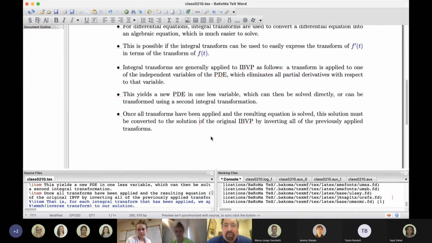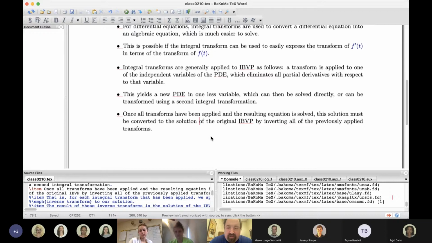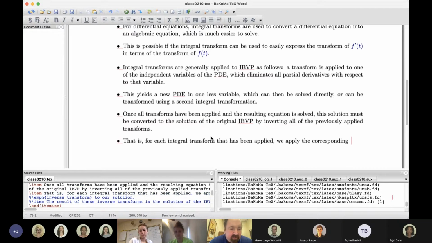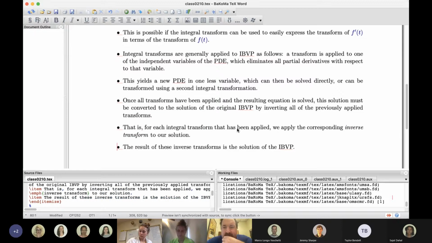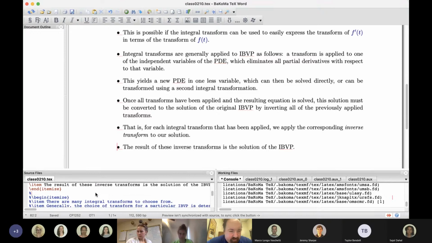Now, once you use a transform to simplify your PDE, you still have to go back to get a solution of your original problem. So what you have to do is you perform a transform, you solve a simpler equation, and then you use what's called an inverse transform to go back to the space that you started with. And that will give you the solution to your original initial boundary value problem.